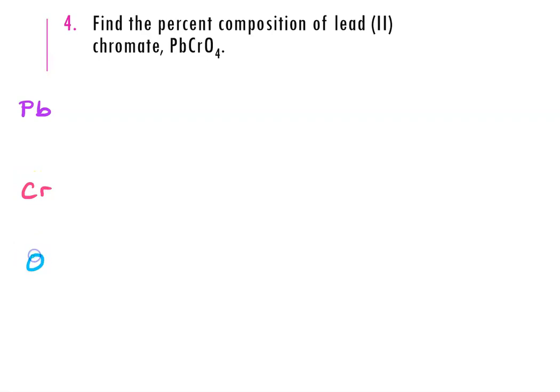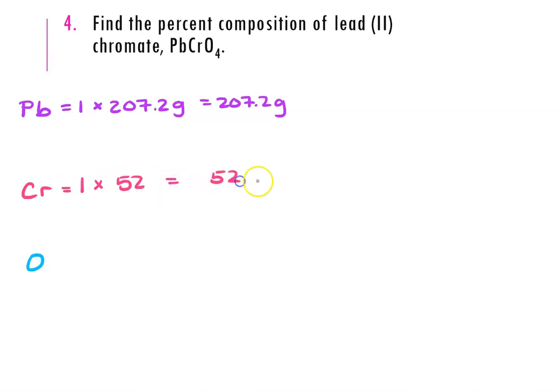All right, so lead I have 1 of, and then if I consult a periodic table, I will find that the molar mass of lead is 207.2 grams, which gives me a total of 207.2 grams of lead. And then I have chromium, which I have 1 of, and the molar mass of chromium is 52, so I have 52 grams of chromium.